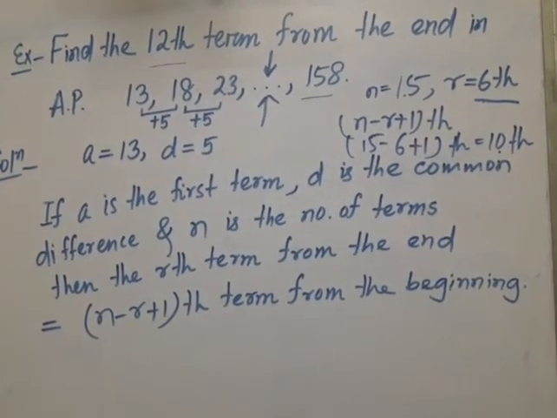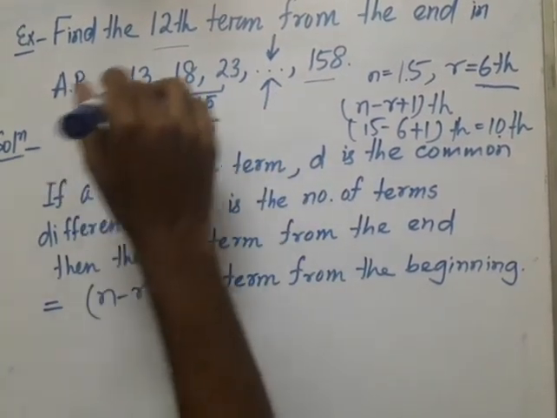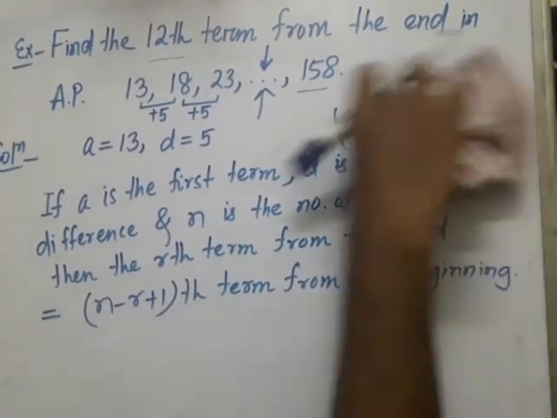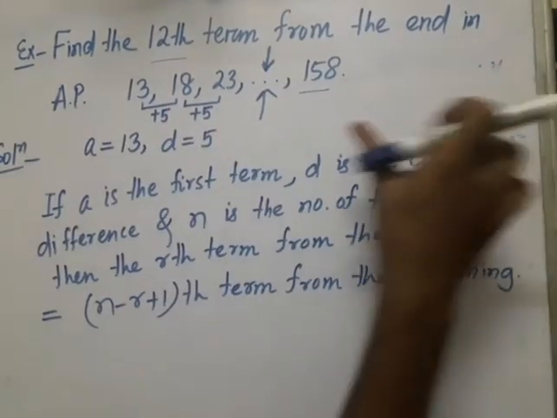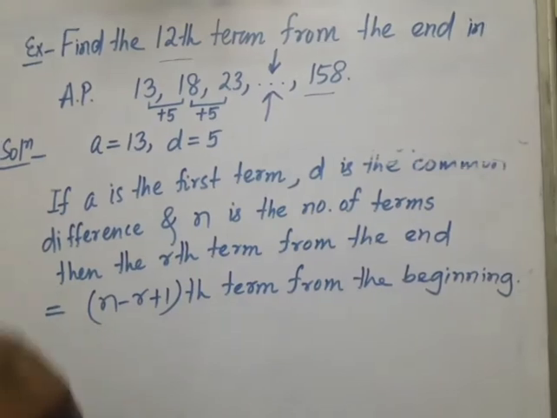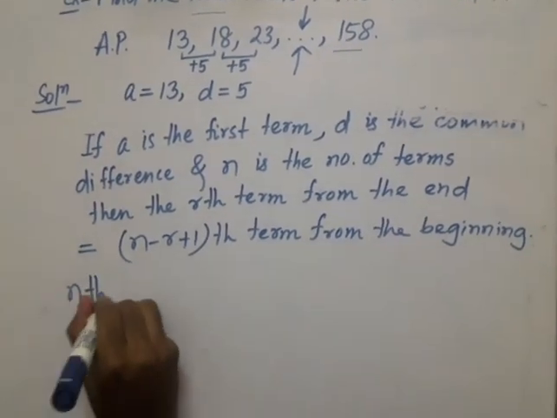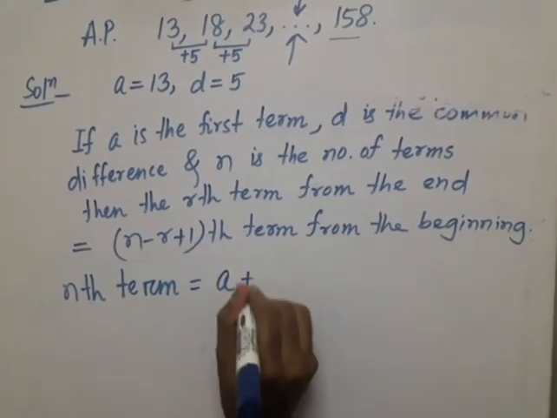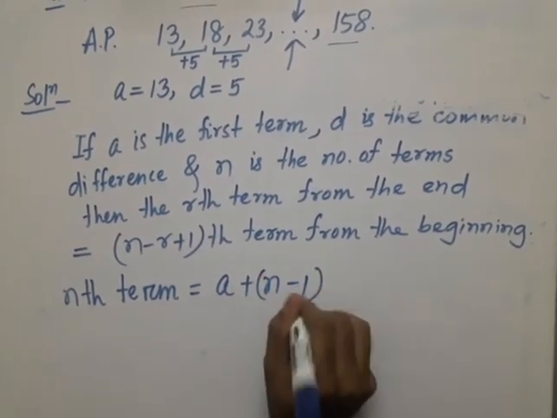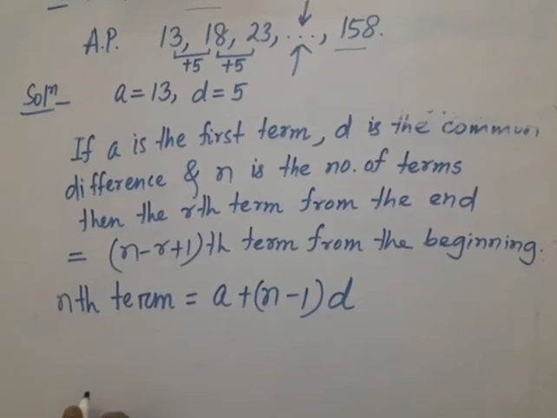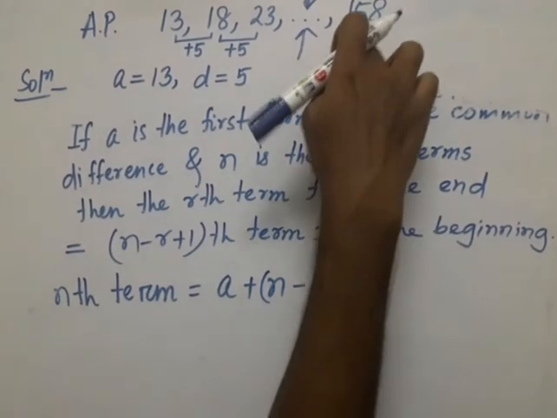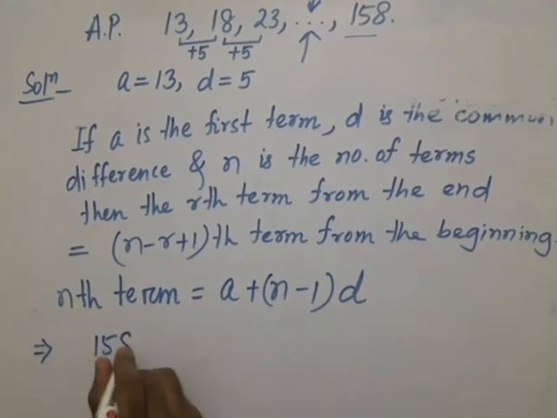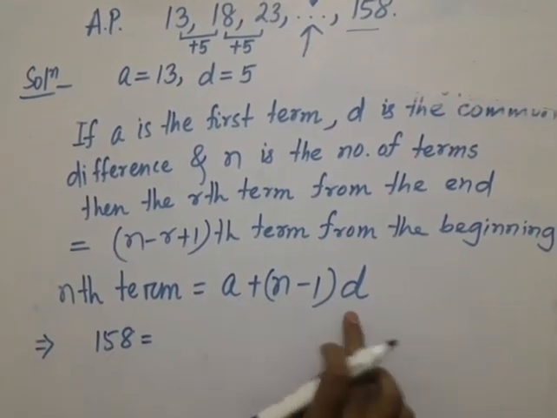In this particular question, n is not given. First we have to find what n is. Now we know the formula: nth term is equal to a plus (n minus 1) times d. The nth term is given as 158. So 158 is equal to a plus (n minus 1) times d.